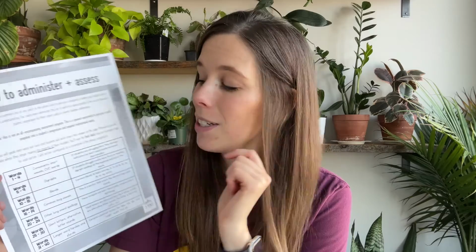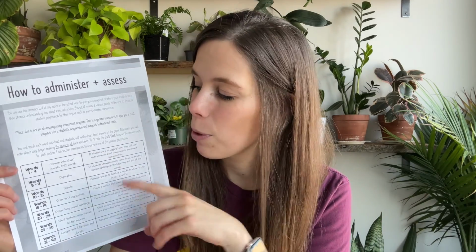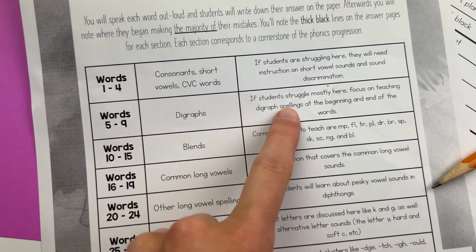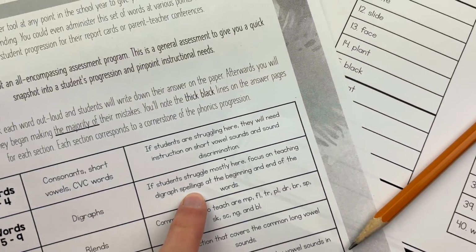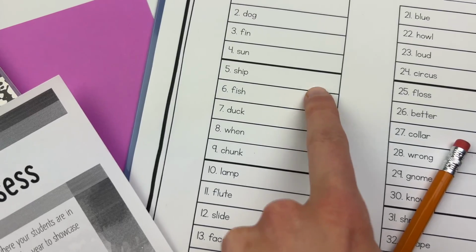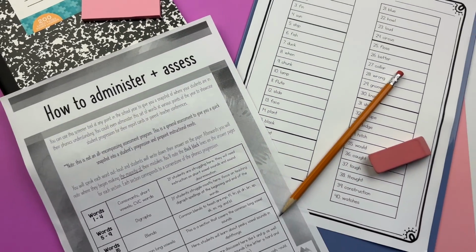Then your next section is words numbers 5 to 9, and those are your digraphs. And then it builds on. So this literally follows the exact phonics progression that I talked about in my previous episode. So I'm not going to go through each step of the way. But let's just say, for example, that a student is struggling in that second section. So words 5 to 9, they've made 3 mistakes or more. That section is digraphs. So I even wrote here, if a student struggles mostly here, focus on teaching digraph spellings at the beginning and at the ending of words.